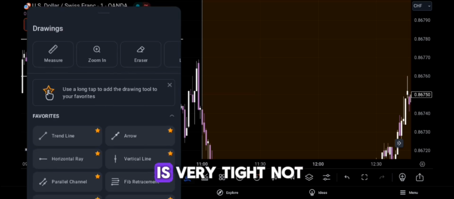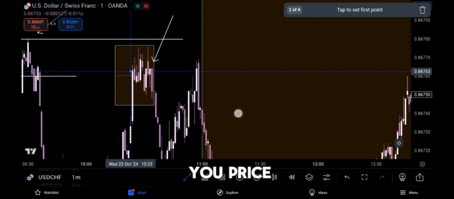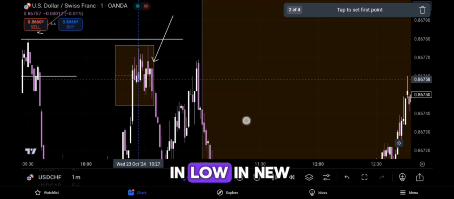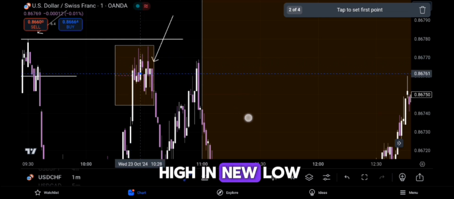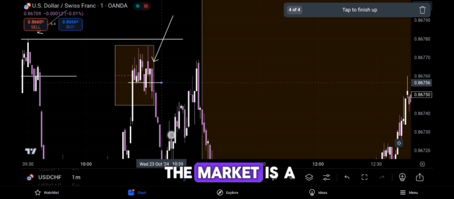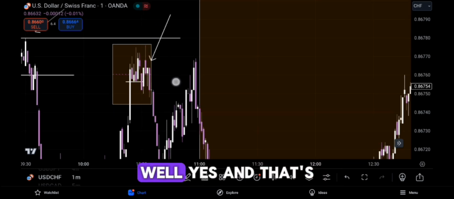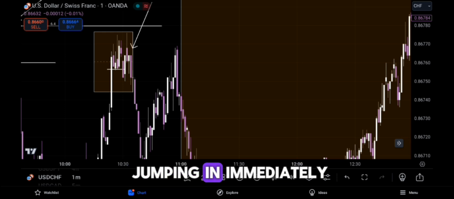Looking at this, this is very tight. Very few people think of this, but let me show you. Price put up a high, a low, a new high, a new low. Exhaustion of bulls in the market is a break of structure. But it looks like a rejection, you will say. Well, yes, and that's why we are not jumping in immediately.